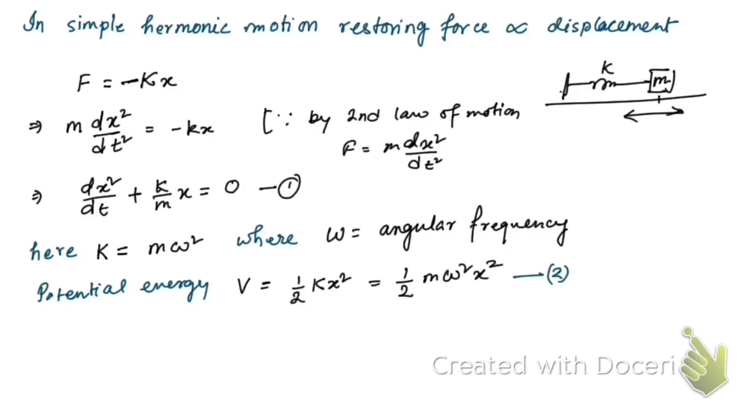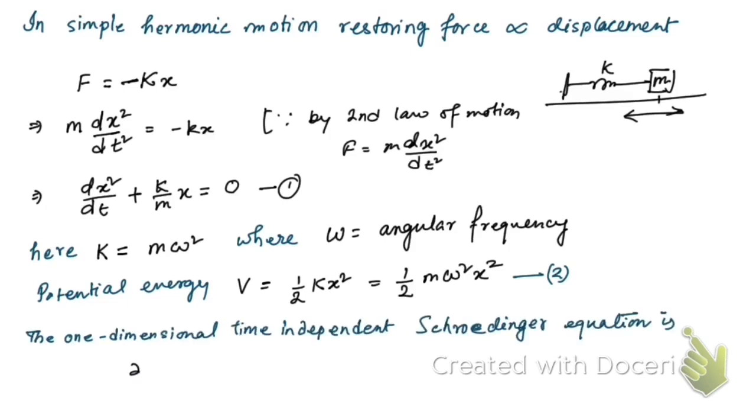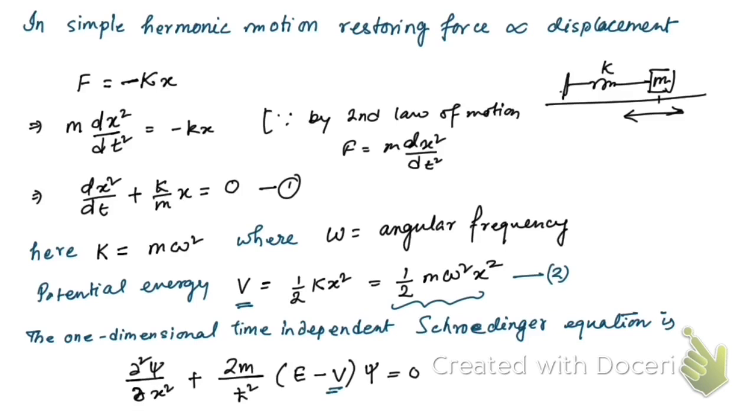Now the one-dimensional time independent Schrodinger equation is given by the second order partial derivative of psi with respect to x plus 2m by h cut square times E, which represents total energy, minus potential energy, times psi, the wave function, is equal to 0. Now we replace this V by the value we got in equation number 2, half m omega square x square. Then what are we going to get?